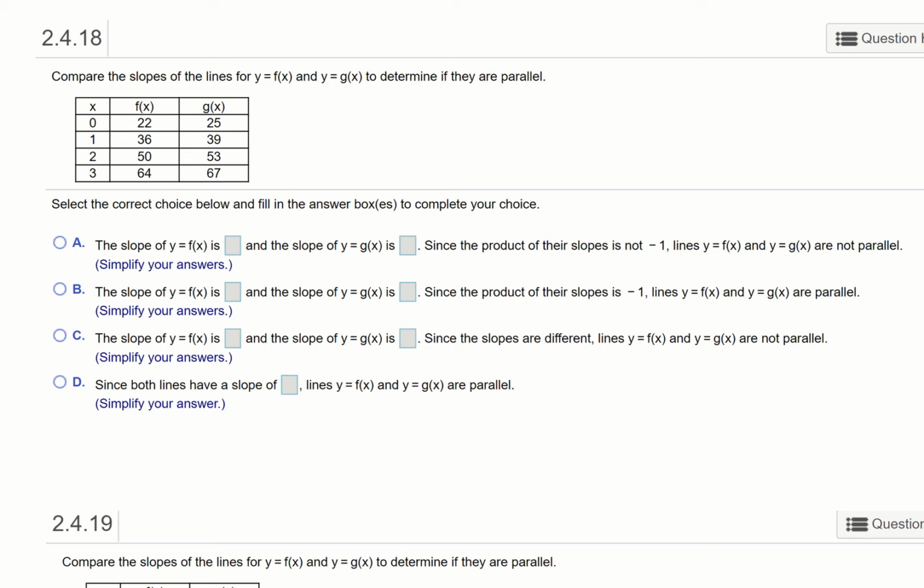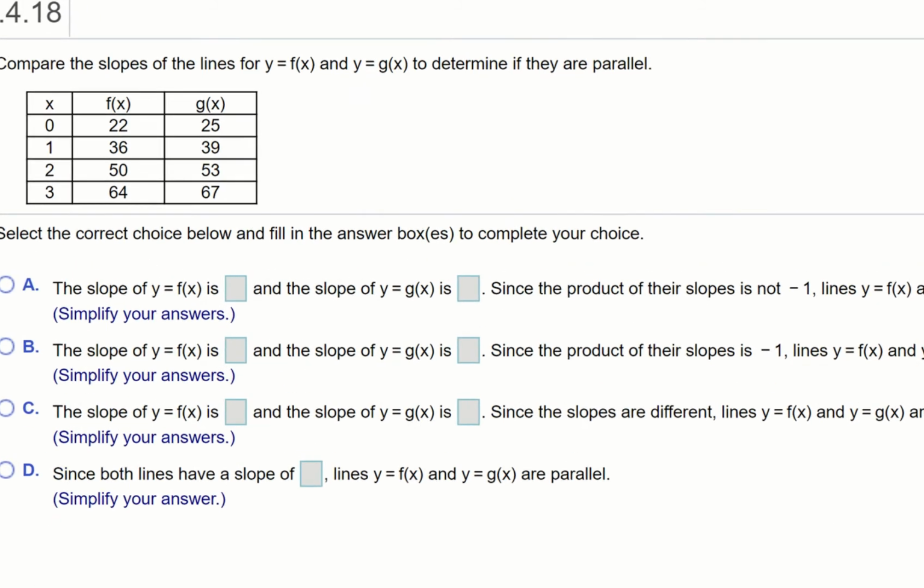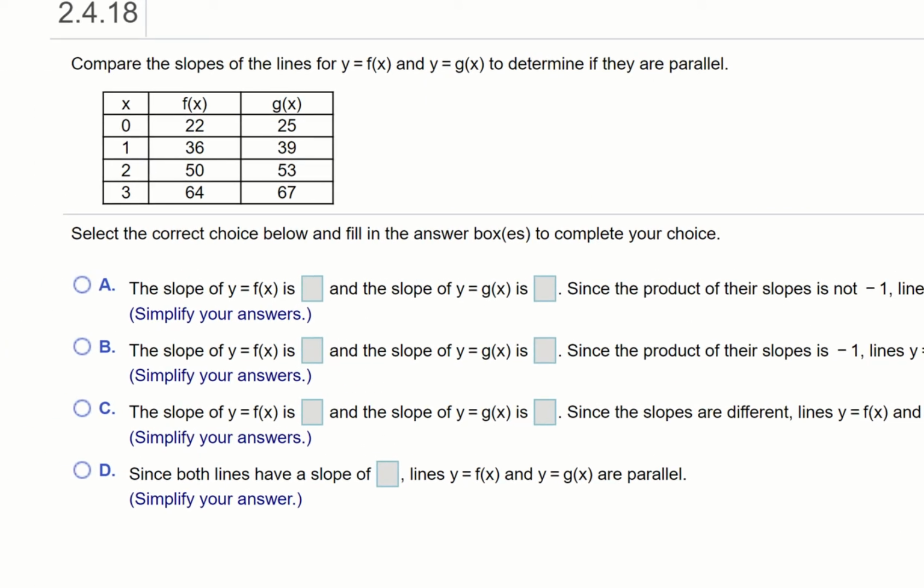So let's look at the first question, which involves slopes for two lines. All right, so it says that you want to compare the slopes of the lines for y is equal to f of x and y is equal to g of x. Okay, so let me clarify.